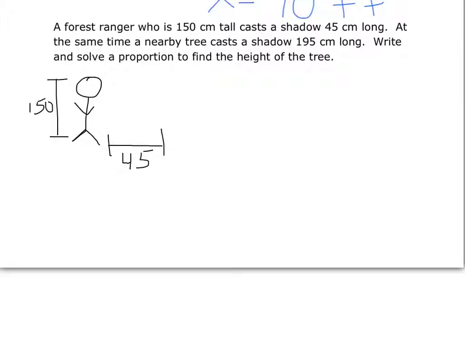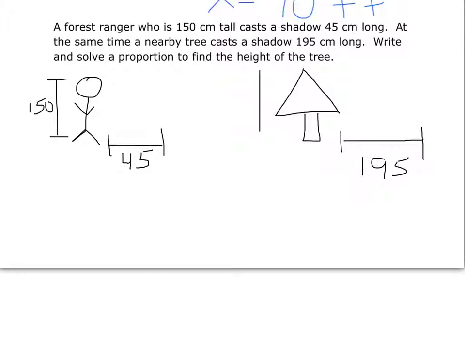At the same time, a nearby tree casts a shadow. So we have our tree over here. And it says it casts a shadow that is 195 centimeters long. So here's where the shadow would go. It would be 195 centimeters. It says write and solve a proportion to find the height of the tree. So when we want to figure out how tall this tree is, notice if we connect these, we get similar triangles.